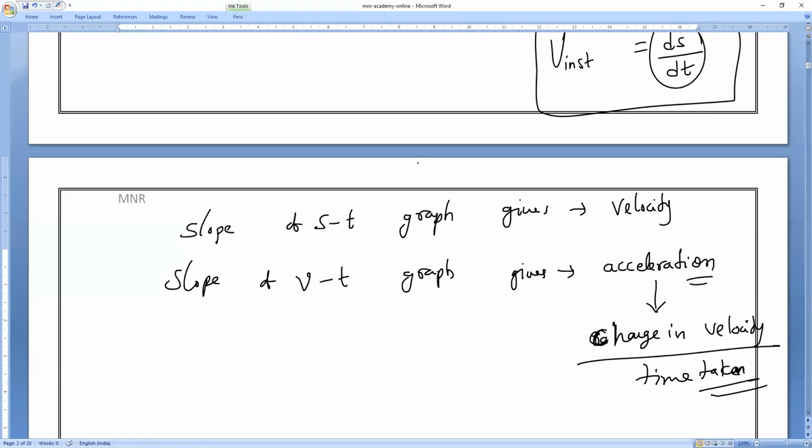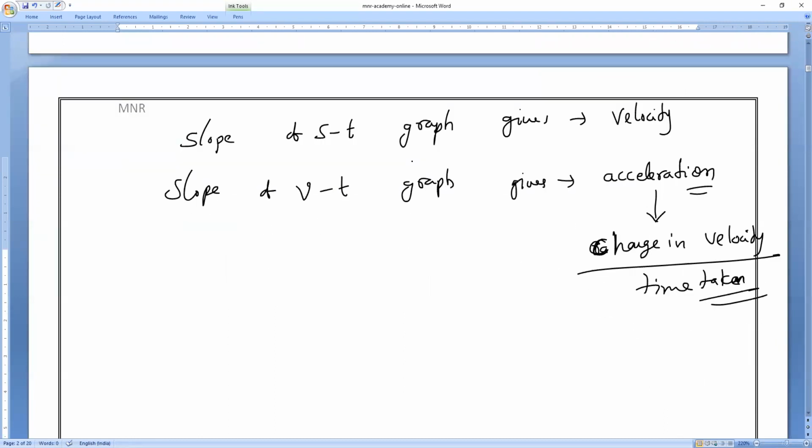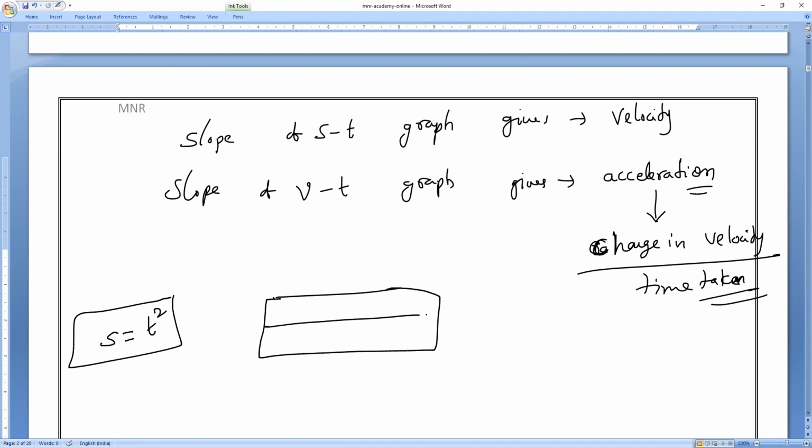Now, let us solve question number 1. So we have to find now. So mathematics only. Let me take s equals t square as my equation now. Observe the values of s and t very carefully. Time is 0, displacement is 0. Time is 1, displacement is 1. Time is 2, displacement is 4. Time is 3, displacement is 9. And time is 4, displacement is 16.